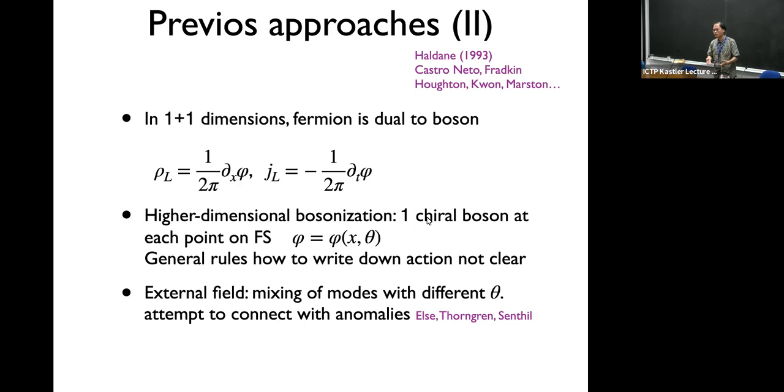One would try to go from the microscopic theory and derive such an effective action, but doing that is technically complicated and doesn't exhibit the general properties. Recently, Else, Thorngren, and Senthil tried to think about this problem from the perspective of anomalies, and one thing they noticed is that there is mixing of modes with different theta. That mixing also makes this bosonization very non-trivial, because suppose we put this electron in a magnetic field, then suddenly one fermion from one point can move to a fermion at another point. So somehow different bosonic modes at different theta need to couple to each other. And how they couple to each other is a very non-trivial question.